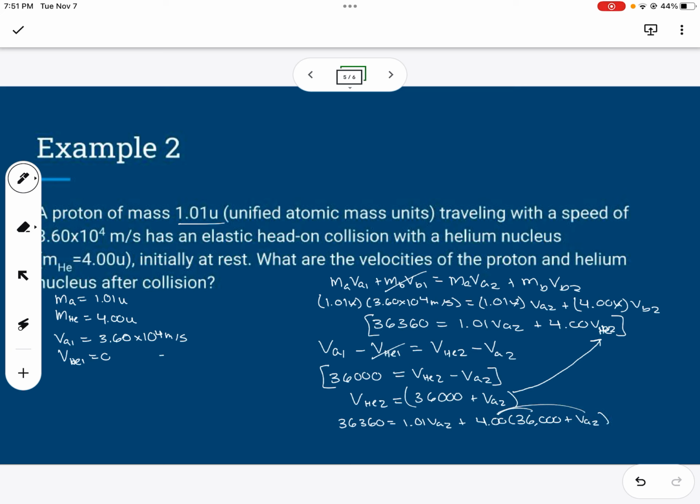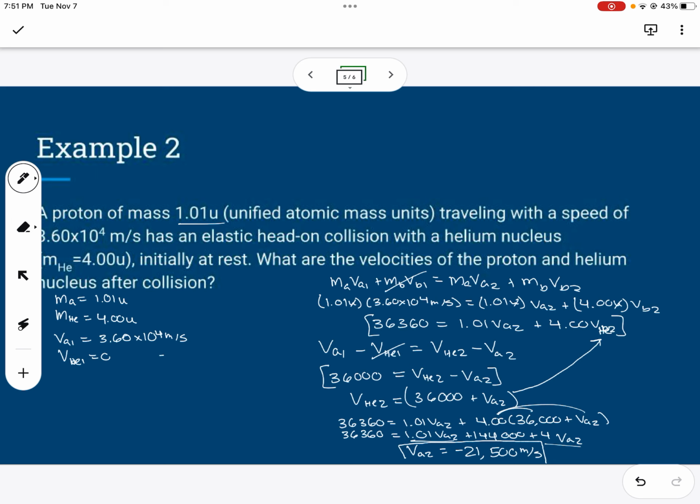Go ahead and distribute that 4. You're going to get some big numbers here. That's okay. 36360 equals 1.01 VA2 plus 144,000 plus 4 VA2. You can combine your two VA2 terms at this point. You can subtract 144,000 from both sides. When you do that, you're going to get VA2 equals negative 21,500 meters per second. So that's what we're looking for, VA2.